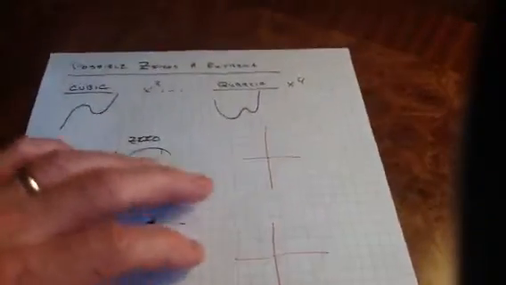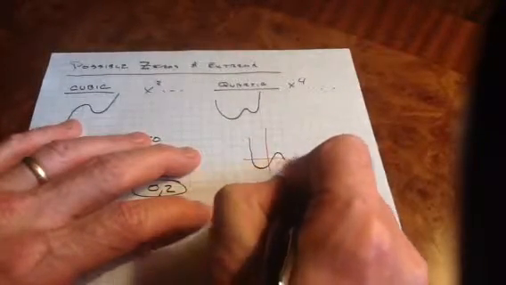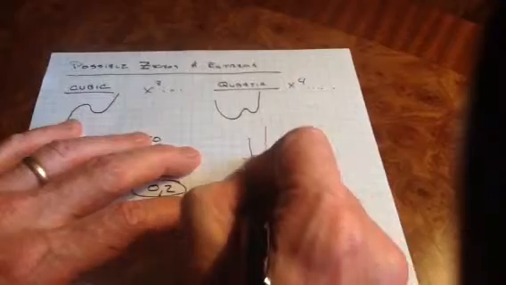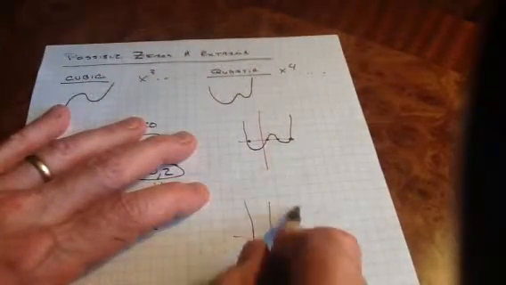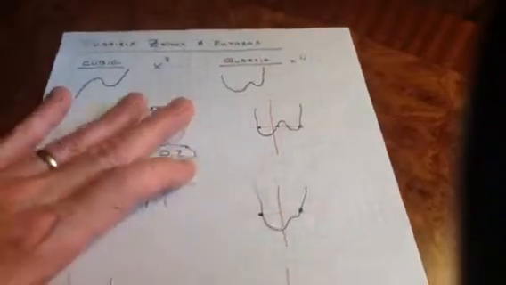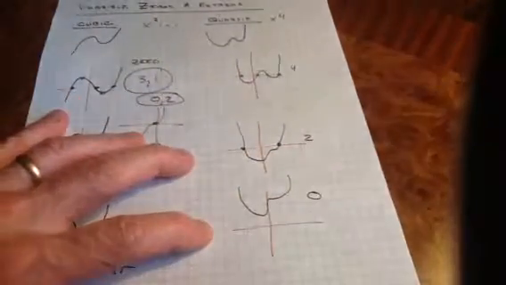Now, the quartic in a classic shape would have 1, 2, 3, 4 possible zeros. You might also see something that looks like that, which only has 2 possible zeros, and it might be completely above the line, in which case it has none. So there's 4, 2, or none.